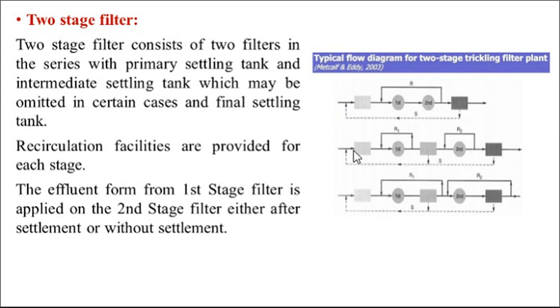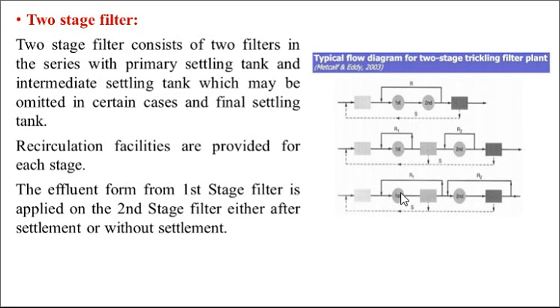In case of second arrangement, recirculation is done. This is R1 after first trickling filter, and it is brought before the first trickling filter, and here after the second stage, and it is again brought here. And the third arrangement is somewhat like this.